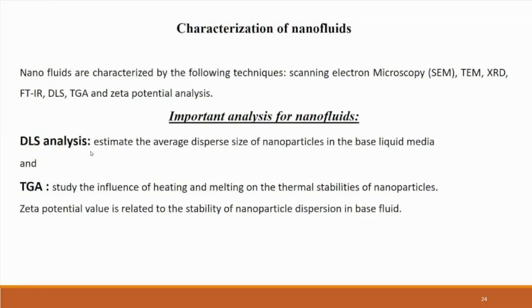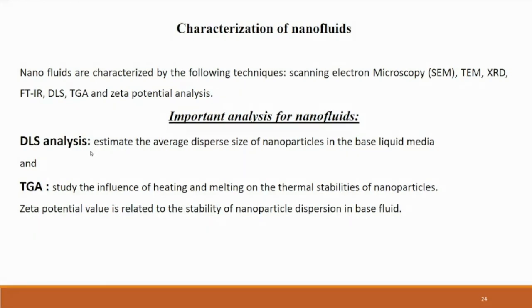Characterization of nanofluids. Till now, I have explained what nanofluids are, their units, examples of nanomaterials, examples of base fluids, the three theories, Brownian motion, interfacial layer, and volume fraction, and the preparation method. Now I move to characterization of nanofluids.